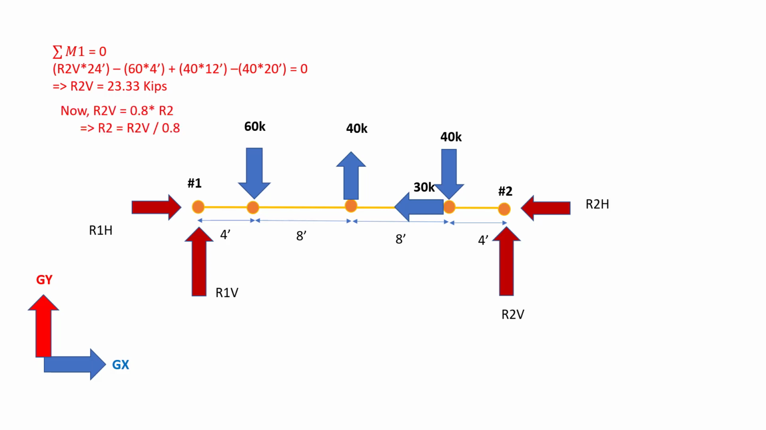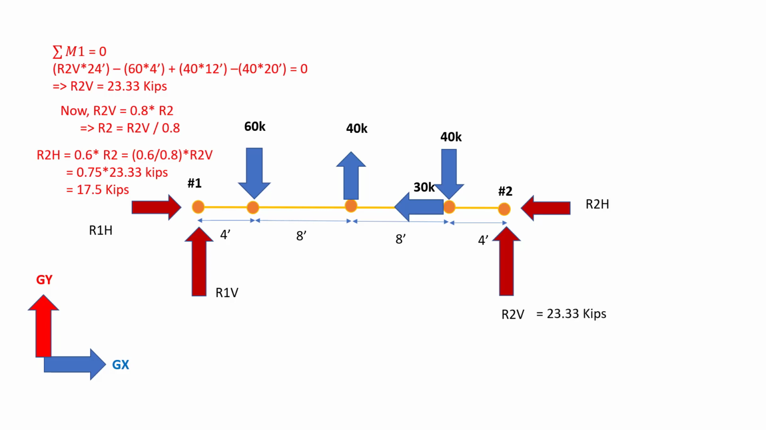Now, as we have said, as soon as we know R2V, we know R2H as well. So R2V would be 0.8 into R2. So R2 can be expressed as R2V by 0.8. Now R2H would be 0.6 into R2. So we have 0.6 by 0.8 multiplied by R2V, and thus we solve R2H as 17.5 kips.